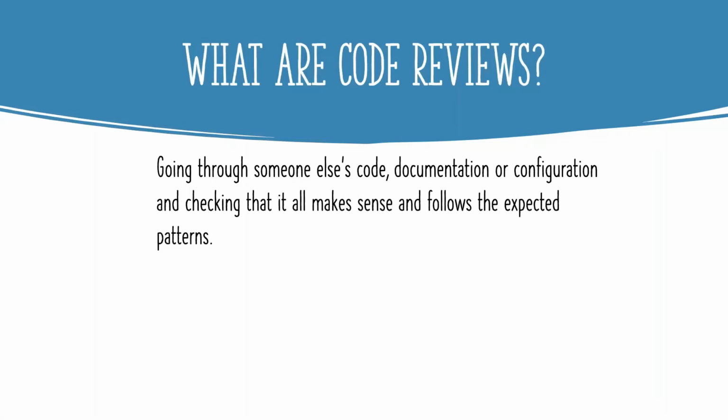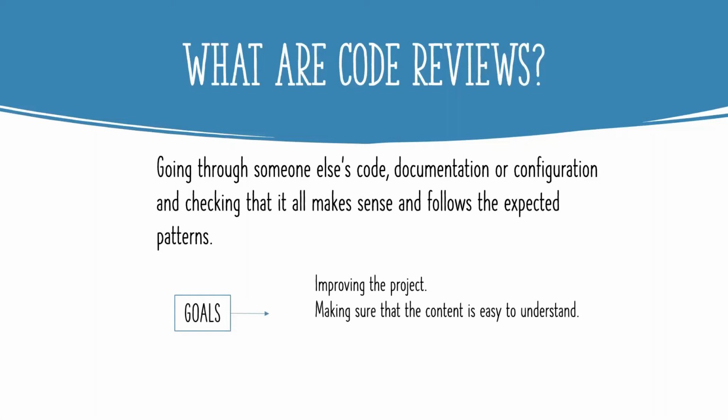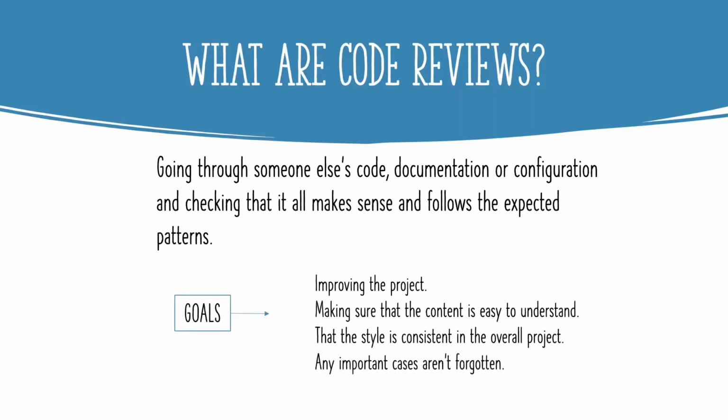Now, these code reviews accomplish a certain set of goals. These include improving the project and making sure that the changes that are done are high quality. They make sure that the content is easy to understand and that the style is consistent in the overall project. They also make sure that any important cases aren't forgotten. So this helps us to understand that code reviews help in improving the quality of our code. It also makes sure that the number of bugs in our project are less. Now this doesn't mean no bugs, but it means that the obvious bugs can get caught using code reviews.